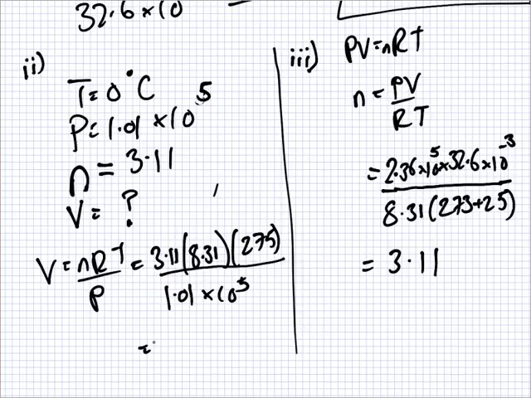Wait, no, not 275. 273, isn't it? 236. No, what's that? Kelvin. Oh, 273. 273, not 275. Okay, 273 over 0.0699 meters cubed.